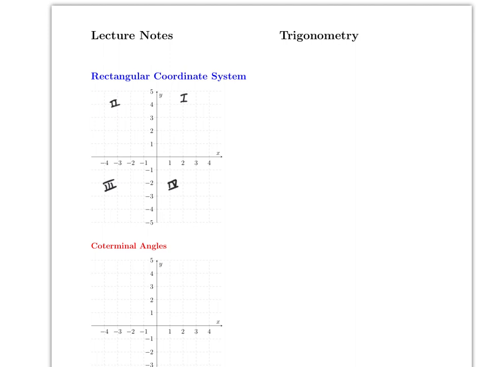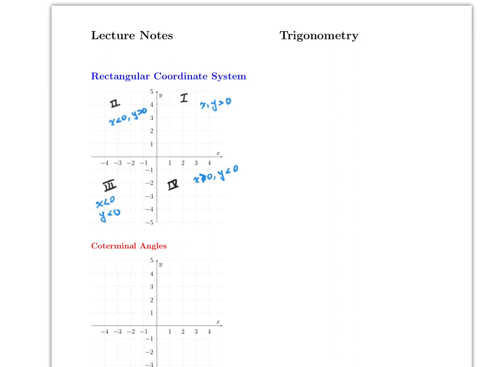Okay? In the first quadrant, x and y are positive. In this one, x is negative, y is positive. Here both x and y are negative. Actually, no, here is a mistake. X is positive and y is negative. Okay, so this is just to refresh your memory, because most of you have seen this system.